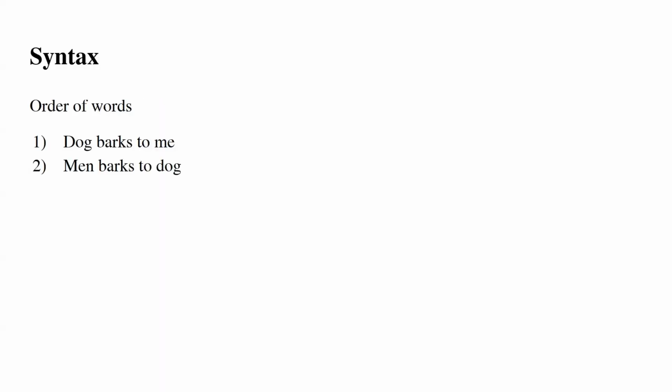Phonemes are the smallest sound in a word, such as b and bat. Morphemes are the smallest meaningful units in a language, such as un and undo. Semantics are meaning of words and sentences. Syntax is the order of words, such as dog barks to me, man barks to dog.